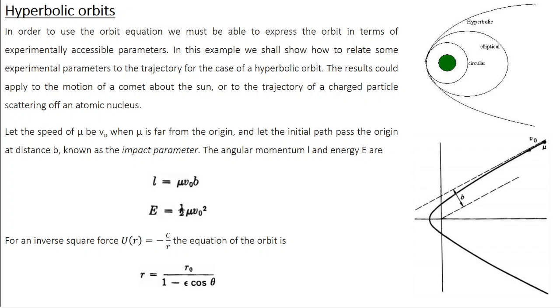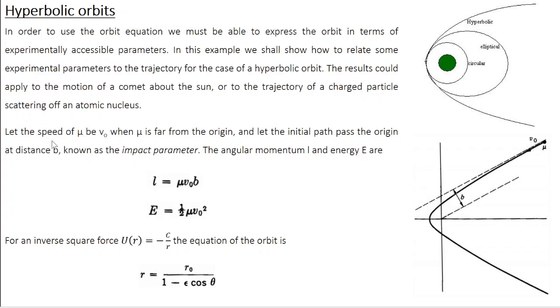One example could be the motion of a comet about the Sun. Another common example is the trajectory of charged particles scattering off an atomic nucleus. As always, we are going to consider the one body problem, where instead of the individual masses, we will be talking only in terms of the reduced mass mu.